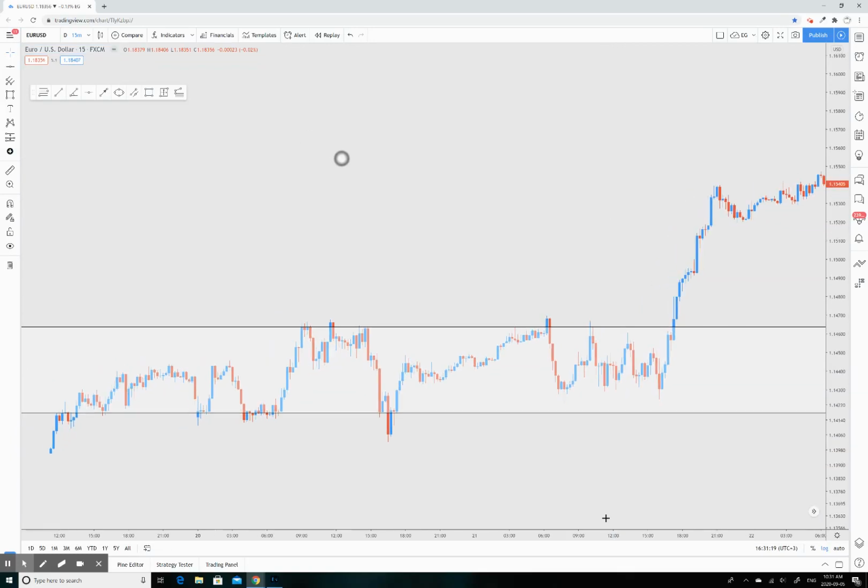Today we are looking at confirmations that I use when I take a trade or before I take a trade.